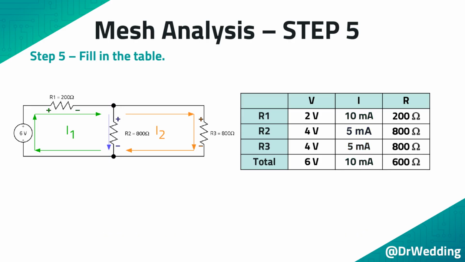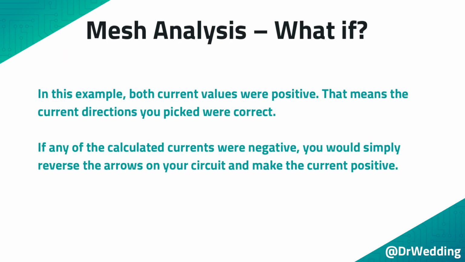Once you have all the currents and all the resistances, you can calculate the voltages using Ohm's law. This is the final answer for this circuit. In this example, both current values were positive. That means the current directions you picked were correct. If any of the calculated currents were negative, you would simply reverse the arrows on your circuit and make the current positive.